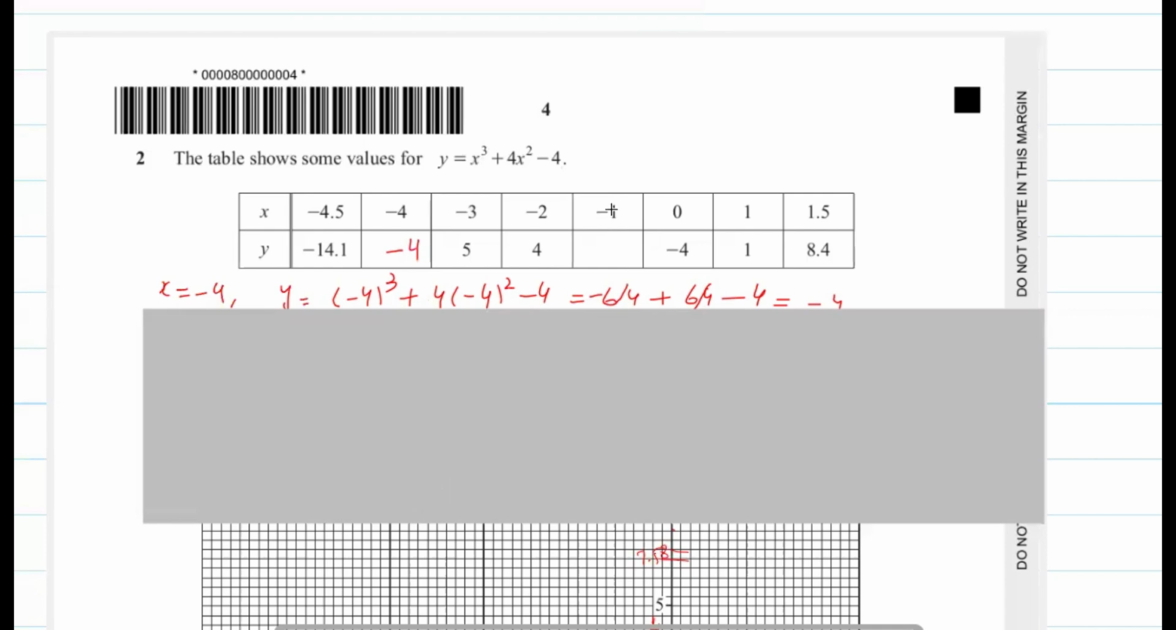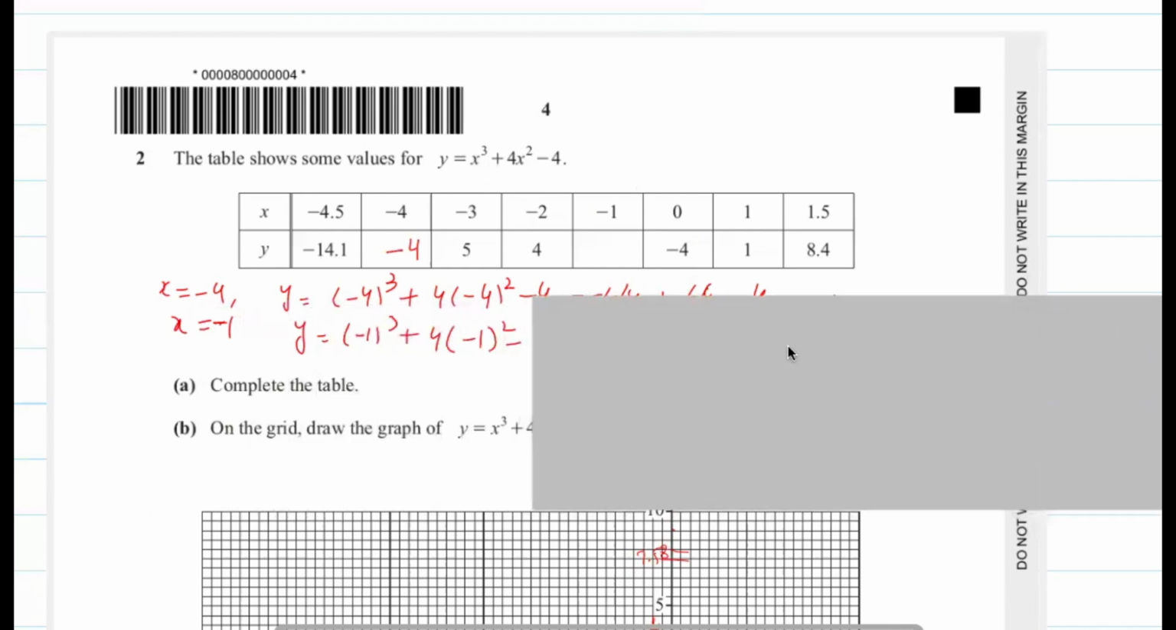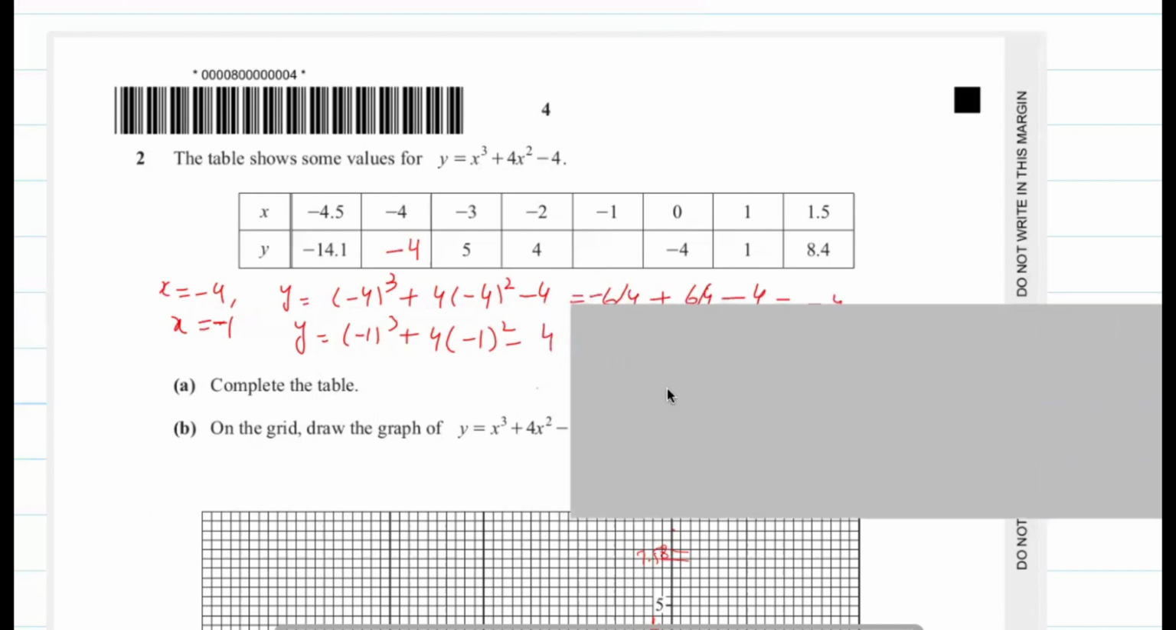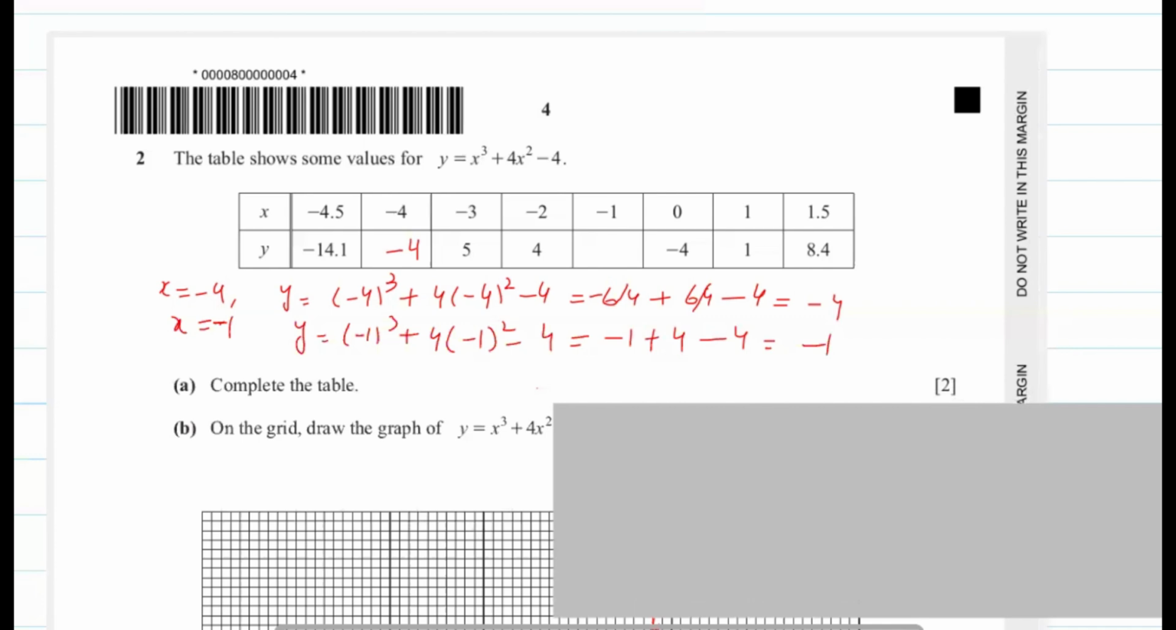Next we will calculate the value for x equal to -1. Firstly, we substitute this value of x in this equation, and when we substitute, this becomes (-1) cubed plus 4 times (-1) squared minus 4, which we write as it is, and we simplify this value. The answer is equal to -1, and we write the value here as -1.